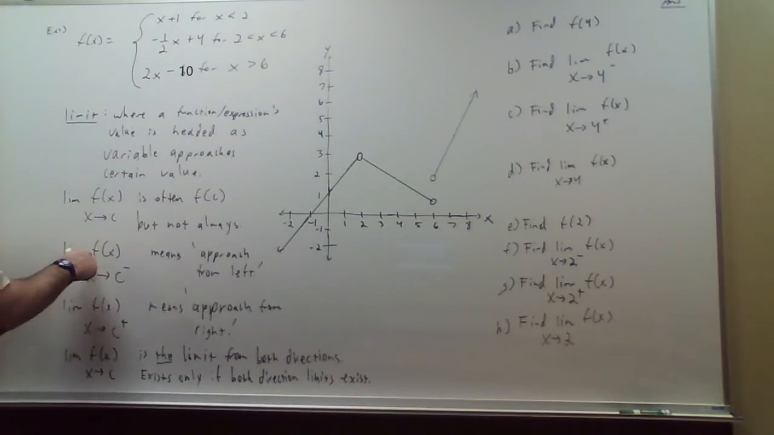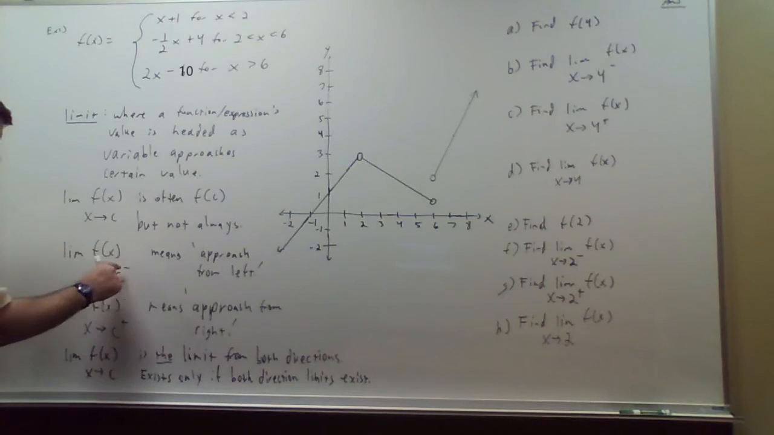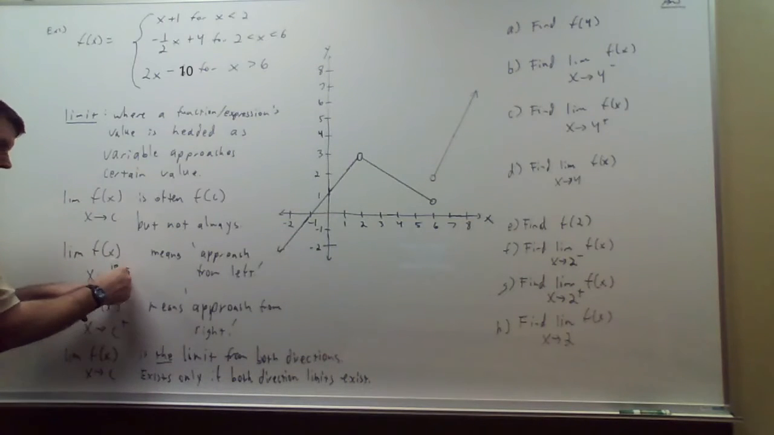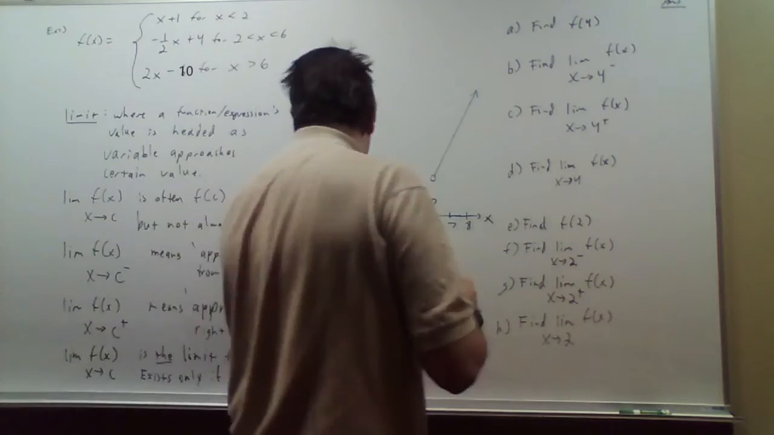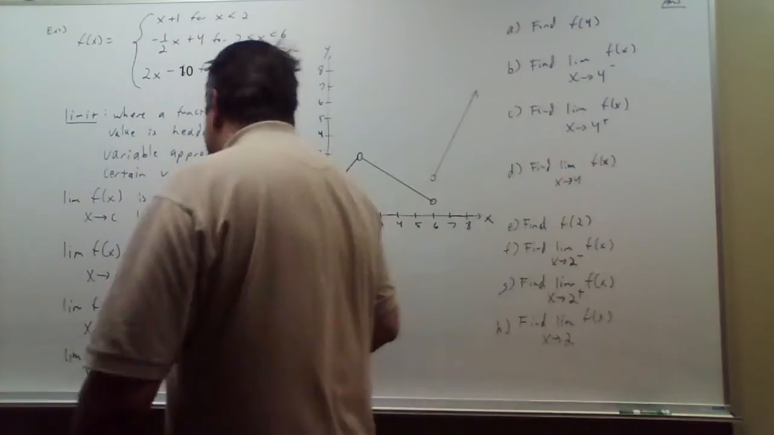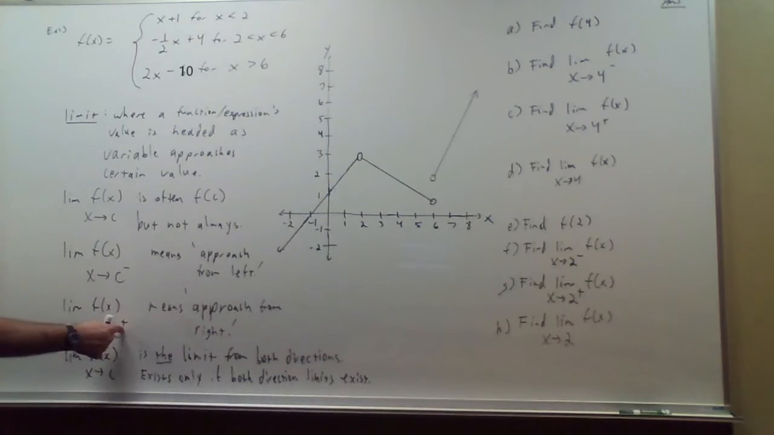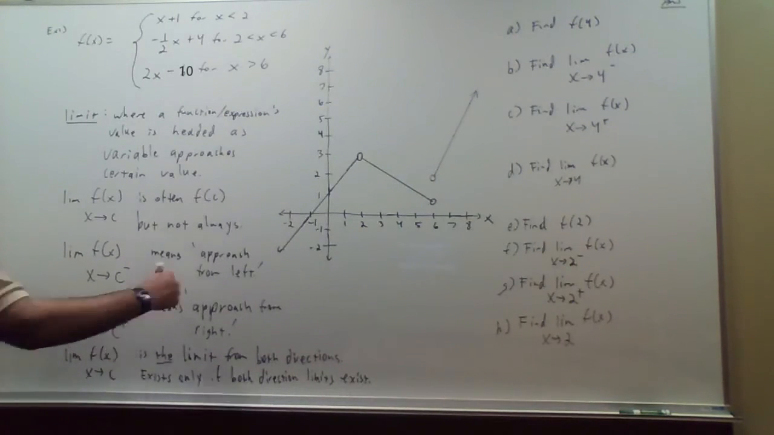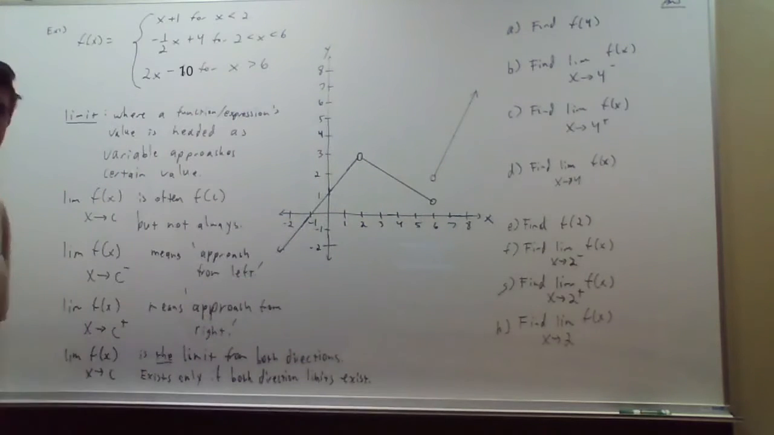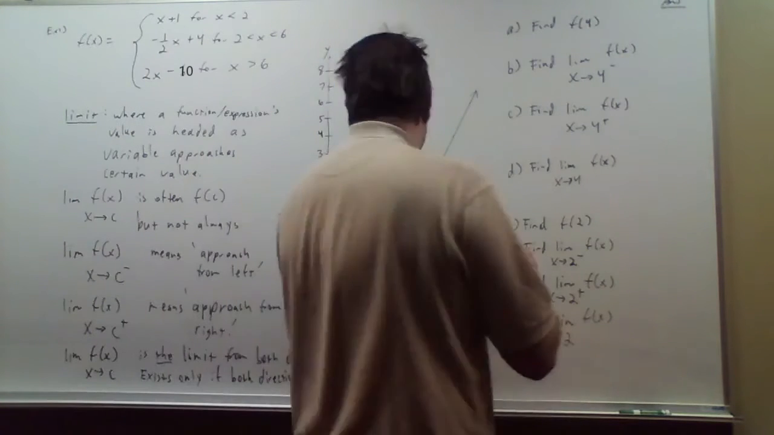If you see limit such and such as x approaches some number and then you see a superscript of negative, it means approach from the negative side, the left. If you have a superscript of a plus, it means from the right. So you follow from the positive side, okay, the right. If you don't see a superscript, it's just x approaches that number, then it has to be the same from both directions, okay?